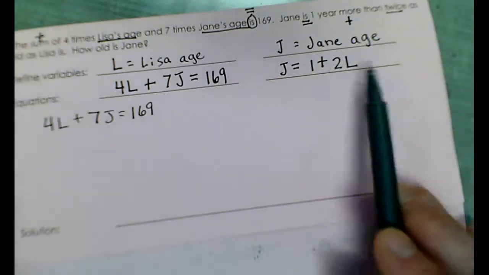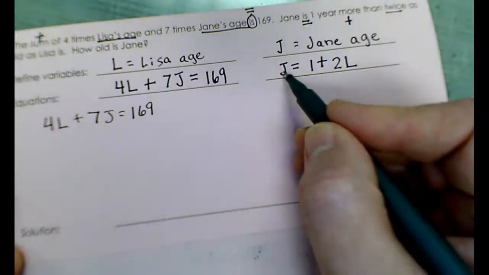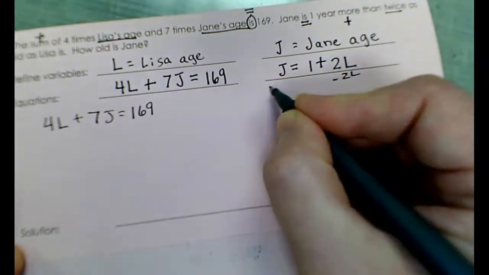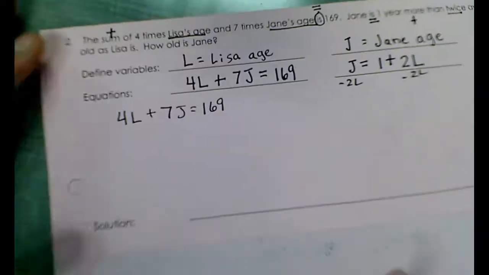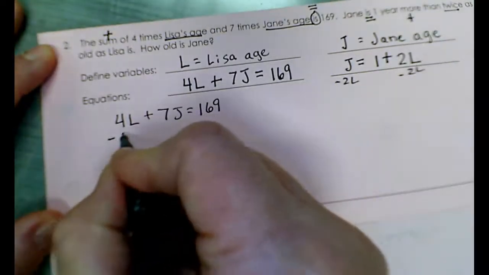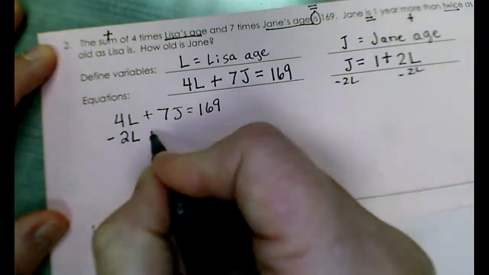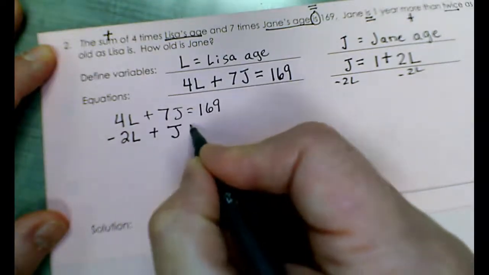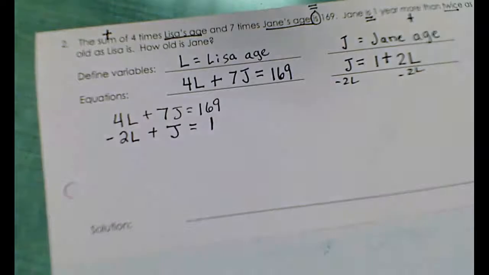What variable comes first over here? And so in order to get the columns lined up, I'm going to subtract 2L from both sides. And so this equation would be minus 2L plus 1J equals 1. And I just did that so that my columns would be lined up, because if I'm solving by elimination, I need the columns lined up. Now, which one do you think it's going to be easier to eliminate? The L or the J?